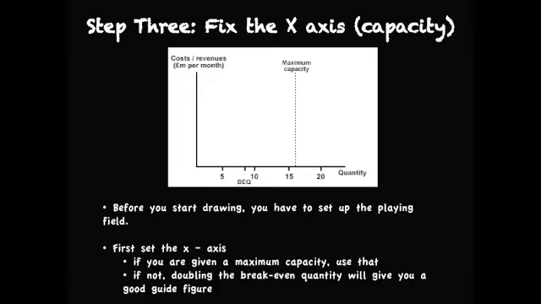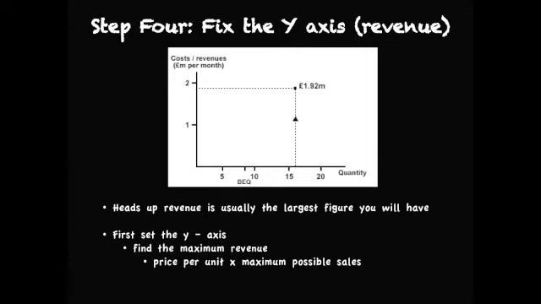Step 3 is a familiar face, fixing the x-axis. We all do this in math all the time because, as we all know, when you do graphing, you have to have the scales right, otherwise it is a pain. So, if the problem gave you a maximum capacity, you would use that on the x-axis. However, if you don't have that, you can double the break-even quantity, and that will give you a good general figure.